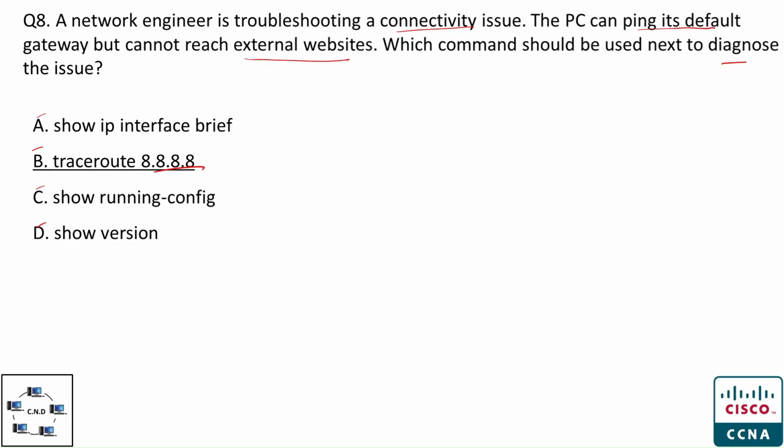And the correct option is option B, traceroute 8.8.8.8. So this IP address is basically Google public DNS server, and it can be used by anyone. DNS is basically to resolve domain names to IP addresses. So when you want to test your network or the external connectivity, you can simply ping or traceroute this IP address, because this is always available and is a popular IP address of Google public DNS server.